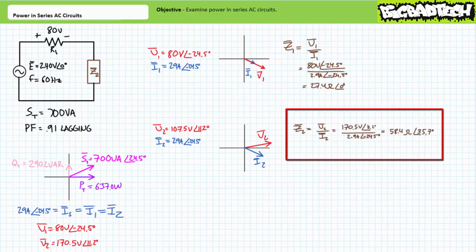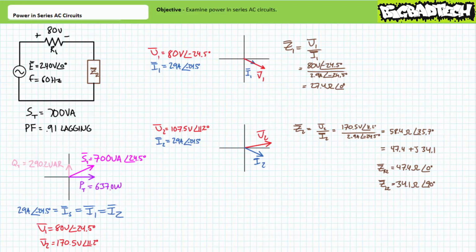A manipulation of Ohm's law demonstrates unknown element 2 has an impedance of roughly 58.4 ohms at an angle of 35.7 degrees. Resolving this complex impedance expressed using polar format into a complex impedance using rectangular format, unknown impedance element 2 has a value of roughly 47.4 plus j34.1. Unknown impedance 2 is most likely composed of a series combination of a 47.4 ohm resistor and an inductor that happens to have an impedance of 34.1 ohms at the given excitation frequency.